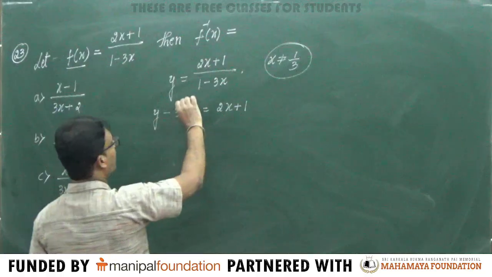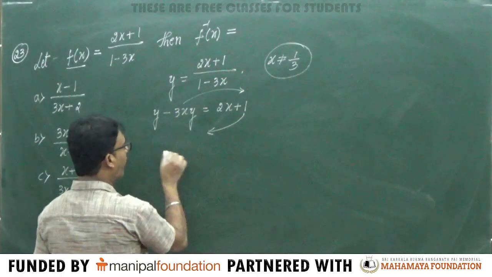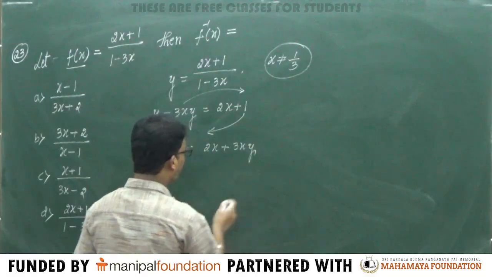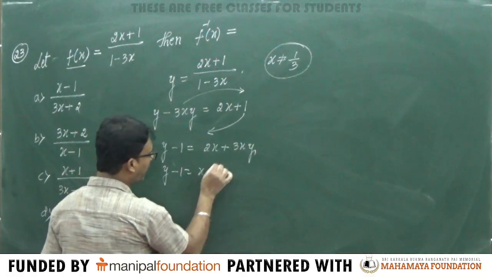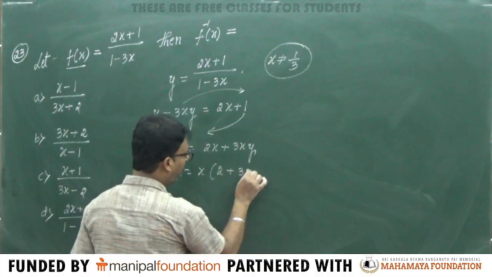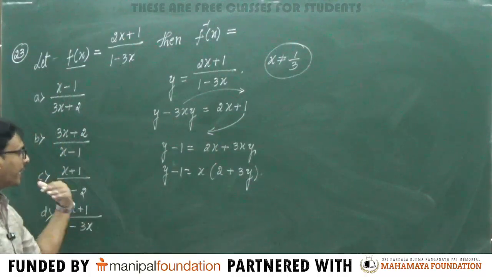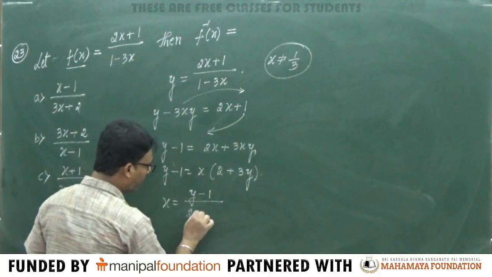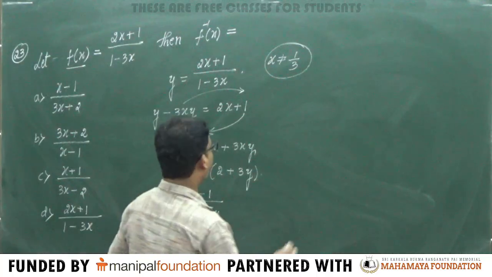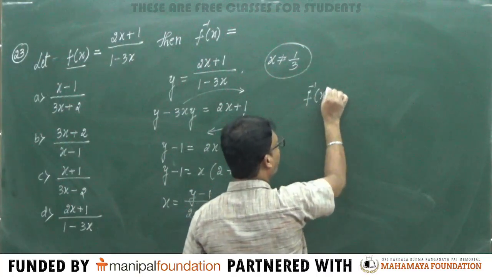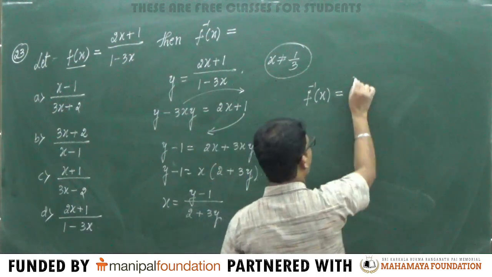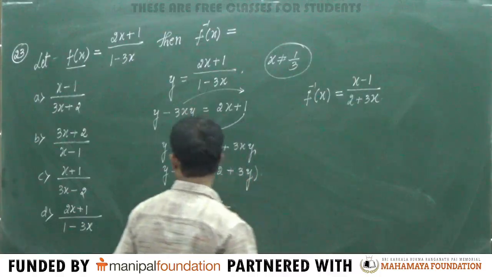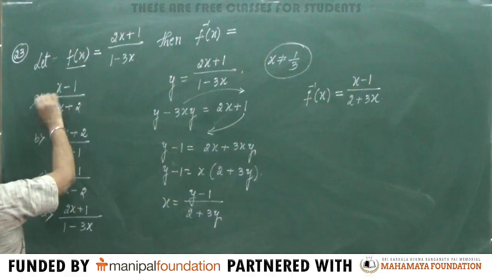Group all the x terms. So bring minus 3xy to the LHS, bring 1 to the LHS. y minus 1 is equal to 2x plus 3x into y. That is y minus 1 is equal to, take x as common, x into 2 plus 3 into y. So carry the coefficient of x to the LHS. That is the value of x is equal to y minus 1 upon 2 plus 3 into y. So take x as f inverse of x and replace y by x. Therefore, f inverse of x is equal to x minus 1 upon 2 plus 3 into x. Therefore, the correct answer is option A.